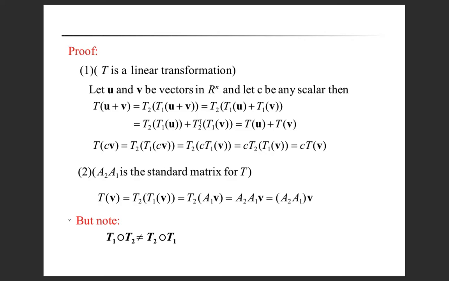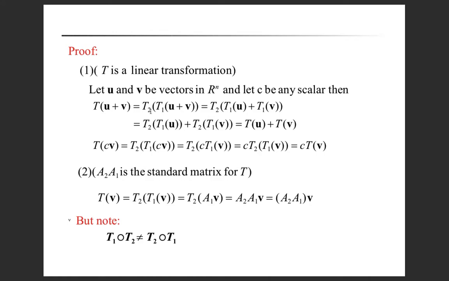Suppose T is a linear transformation. First we will show that T is a linear transformation. So let u and v be vectors in R^n and c be any scalar. So we know T(u+v) is T2 of T1(u+v).